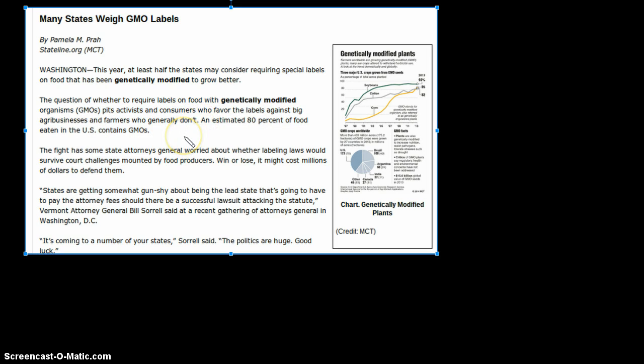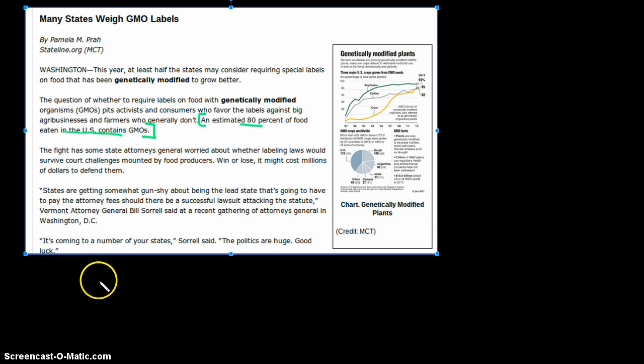All right, so now we've got a nice stat coming up. An estimated 80% of food eaten in the U.S. contains GMOs. Okay, so let's say that this is the stat that we want to use. We don't really care about the argument up here that they're making, but we care about this stat in this piece. So we're like, okay, this would be a great piece of evidence about the fact that genetically modified food exists in our supermarkets.